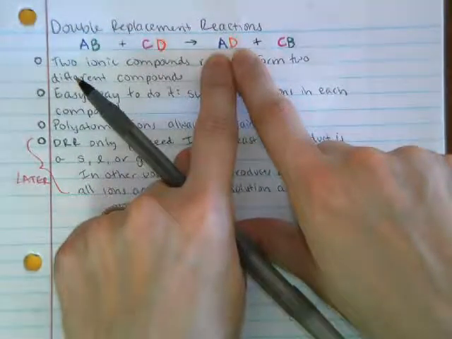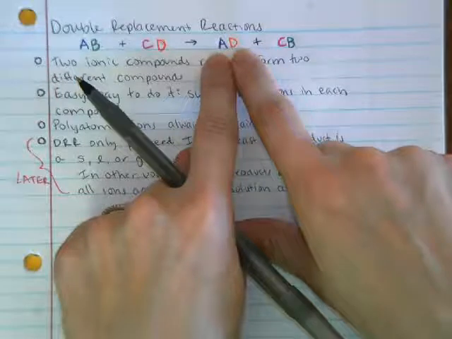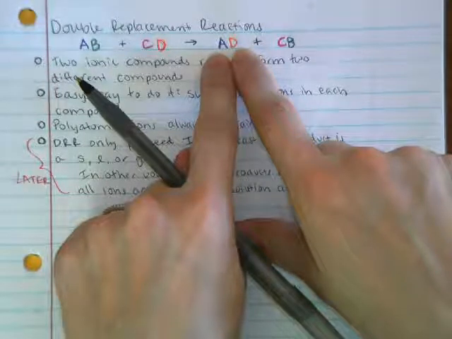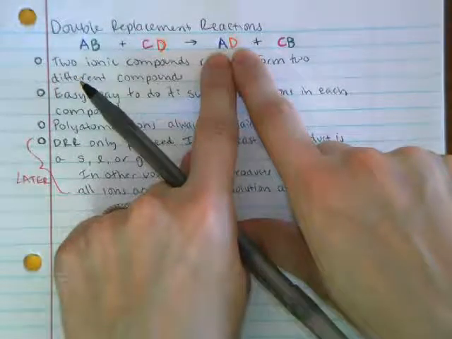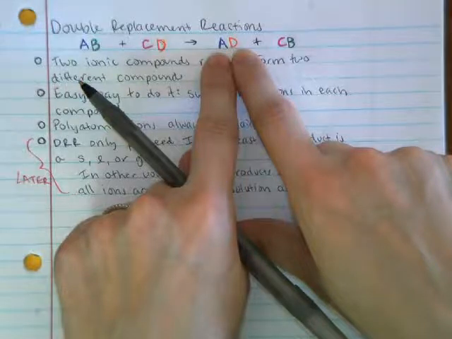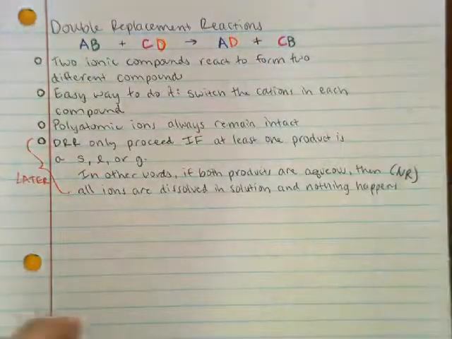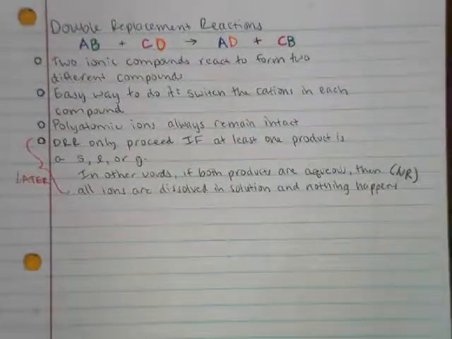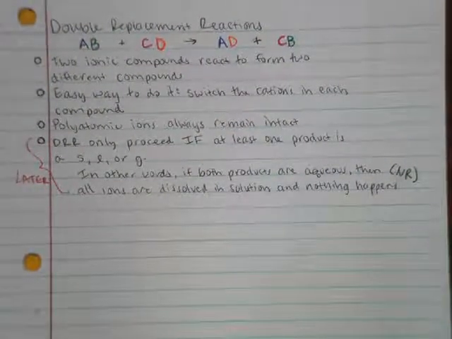I don't know if they made you guys do swing dancing in middle school PE. They made us. It was not my favorite. 7th grade boys are very sweaty. But that's forever my analogy for double replacement reactions. It's like swing dancing. You're just switching partners.